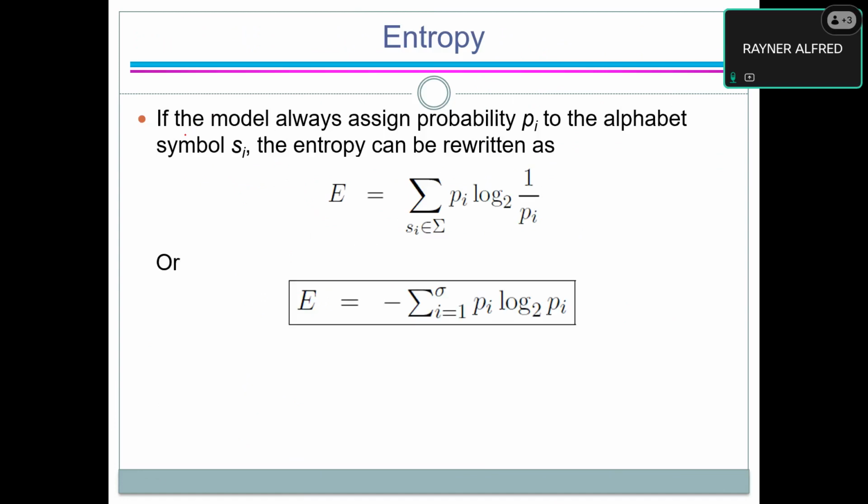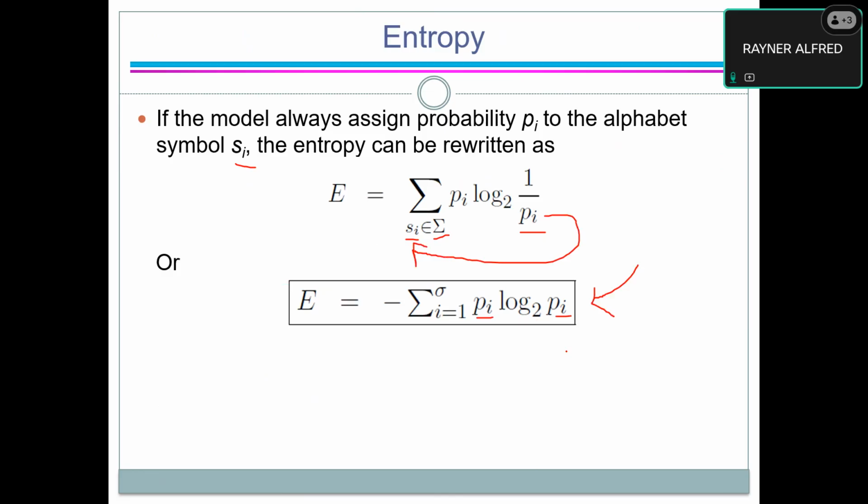Because if we assume that the model always assigns probability p_i to the alphabet symbol s_i, where s_i belongs to the set of symbols, and we always give them a probability for this symbol, we can rewrite this like this. That means we are taking the summation of the probability of symbol i times log base 2 of the probability of symbol i.